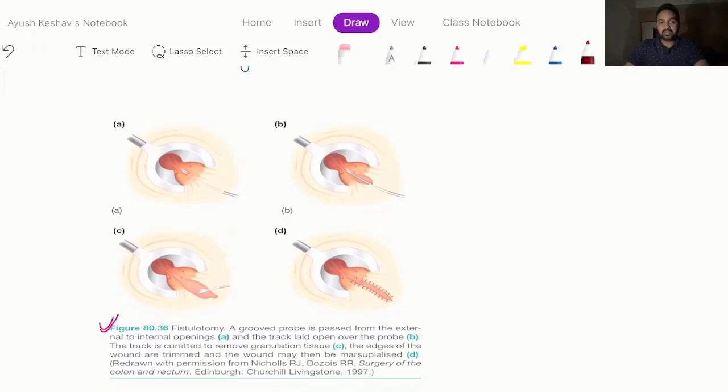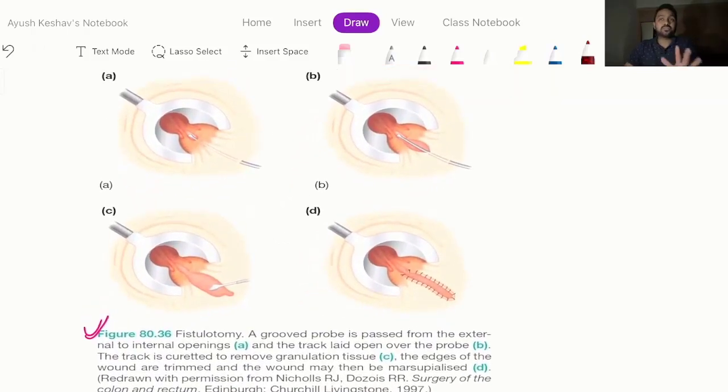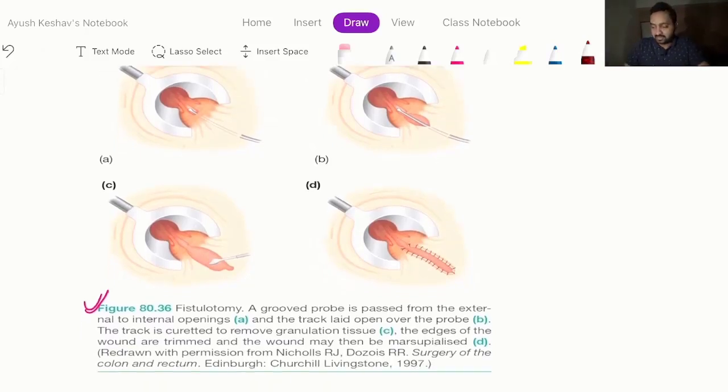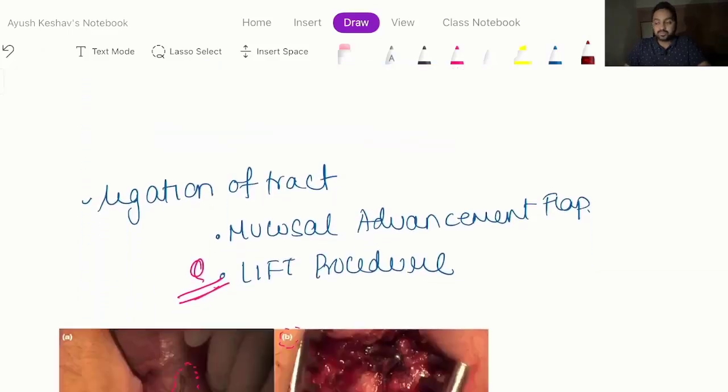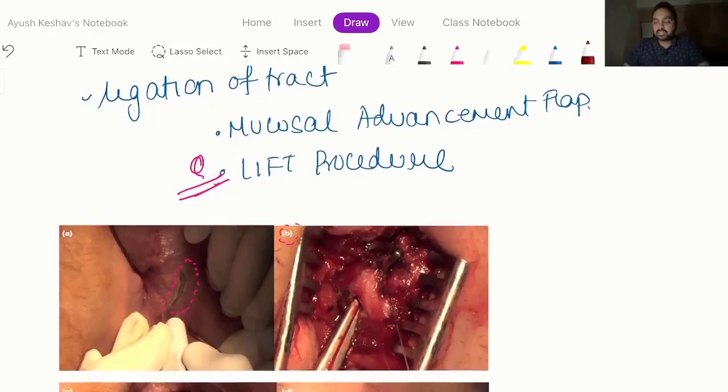So this is an image which is showing your fistulotomy procedure. I would ask you all to remember these images because there is a recent trend of asking the operative image procedure. And then you have another procedure which is called ligation of tract, or the mucosal advancement flap, or the LIFT procedure. So LIFT is the ligation of your intersphincteric fistulous tract.